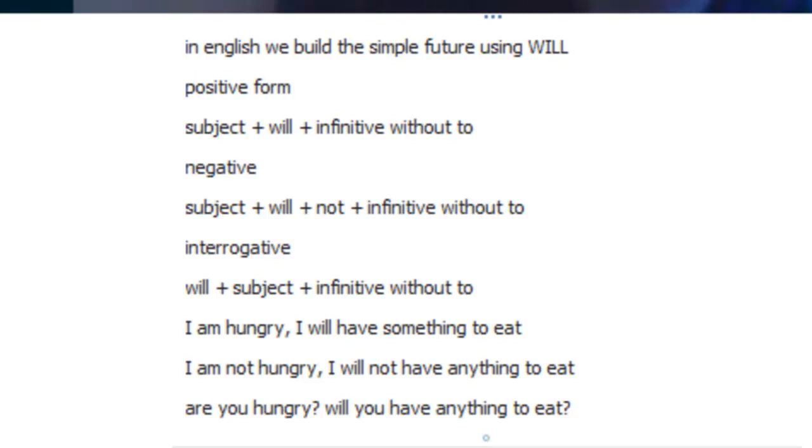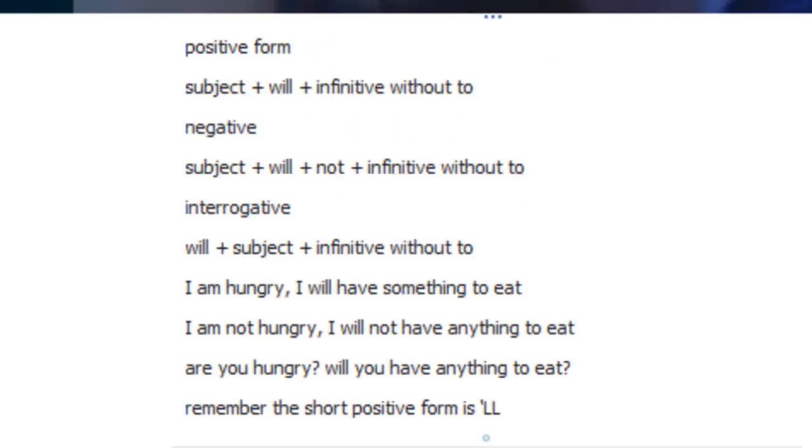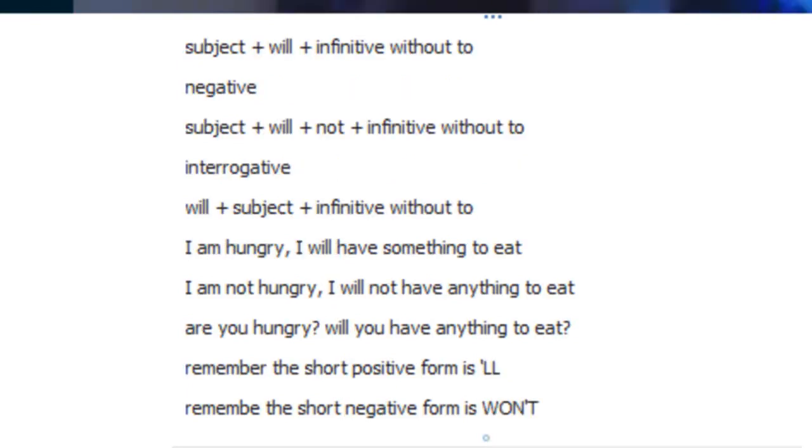Okay. Now remember, the short positive form is apostrophe LL. Remember, the short negative form is won't.